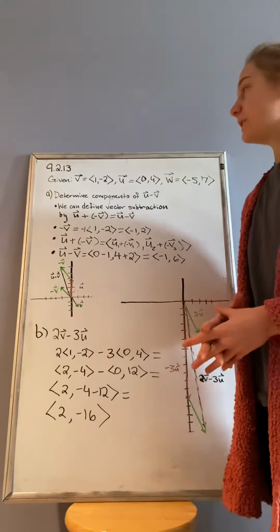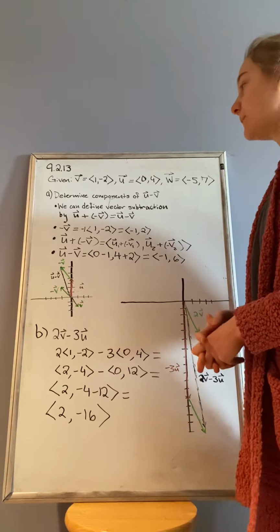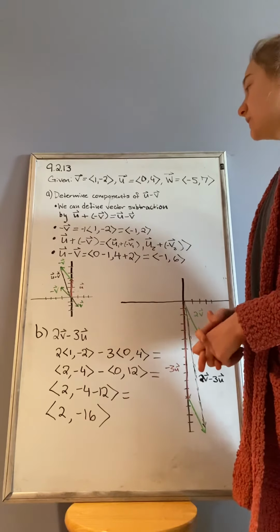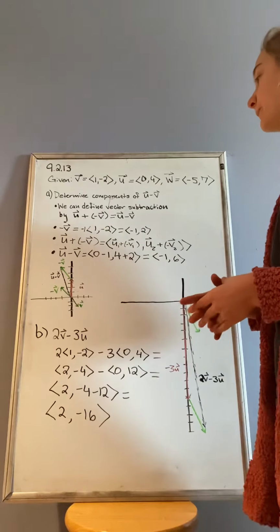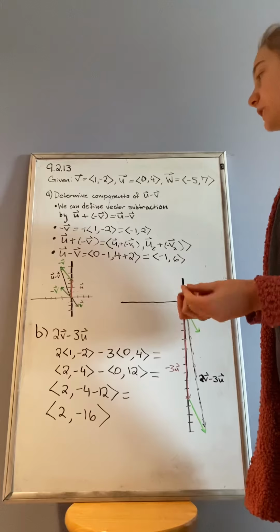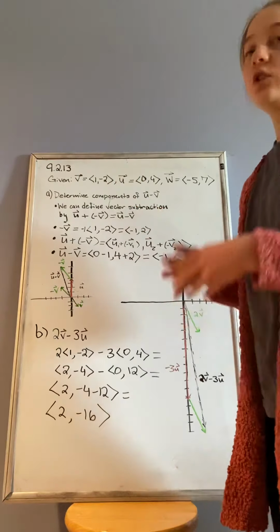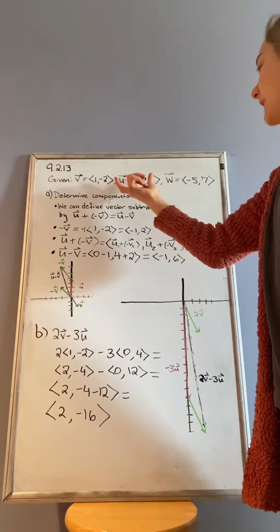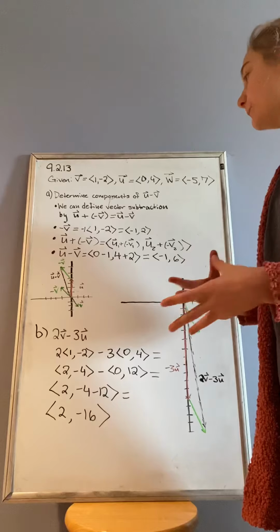Okay, I'm going to do 9.2.13 in this video, and I'm going to do part A and B. So part A says to determine the components of the vector u minus the vector v. So we know that vector addition is just adding the x components to get your new x component, and then adding the y components from each to get your new y component of that new vector.